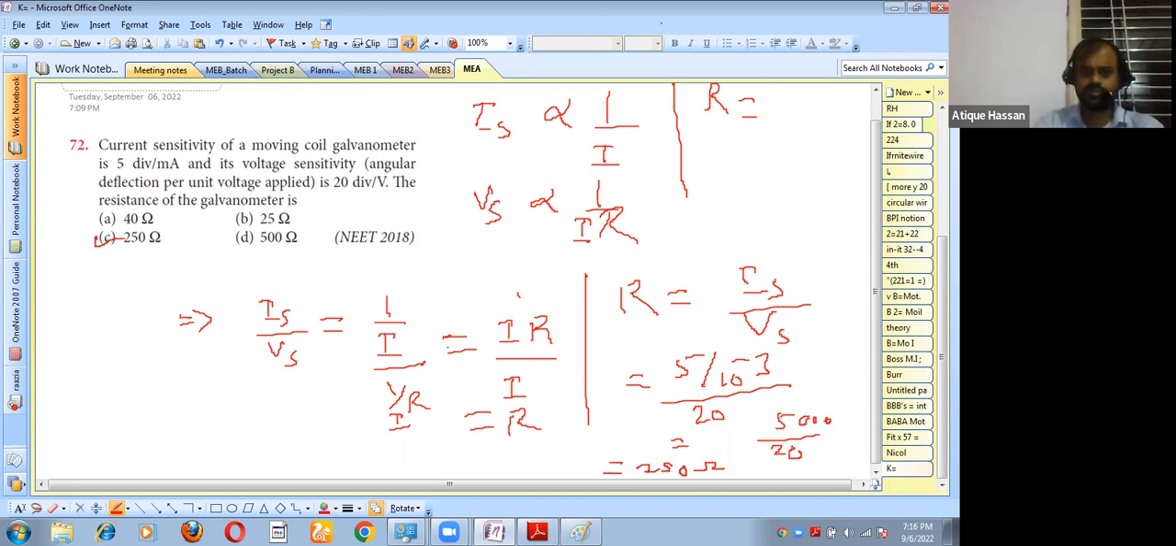Understood it? This is a NEET 2018 question. This is how we should go ahead for questions based on voltage and current sensitivity. Don't remember too many formulas. You only have to remember that current sensitivity is inversely proportional to current, and voltage sensitivity is inversely proportional to current and resistance. That's all. Got it?